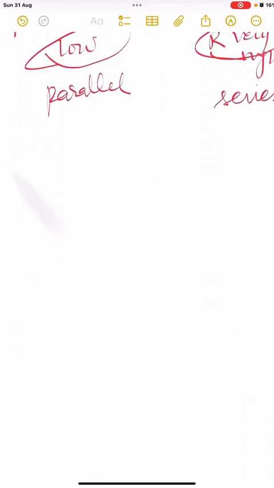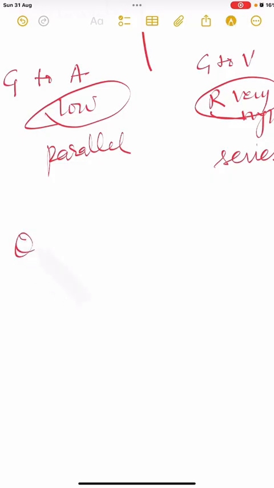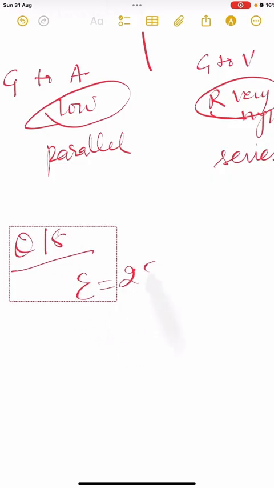And then in question number 18, part A, which is a numerical, EMF value is 25 volt. So kindly complete the work.